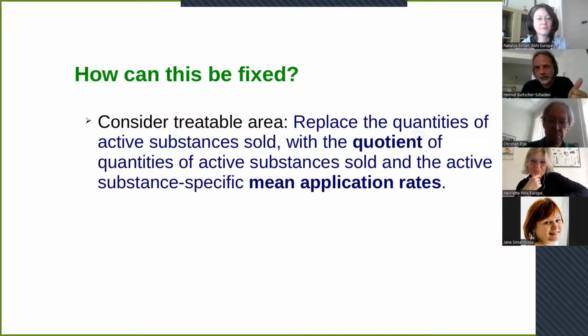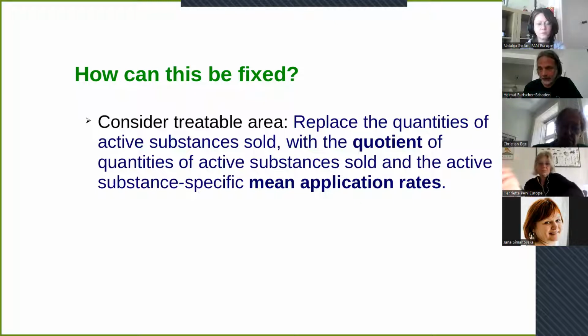How can this be fixed? Two measures. One is just to consider the treatable area, or the area in theory to be treated, with the amount, and that means replace the sold quantities of active substance with the quotient of quantities of active substance sold and the active substance specific mean application rates. So, for example, 7.5 kilogram for sulfur and 56 gram per hectare for difenoconazole, and this will result in a theoretical area, the so-called treatable area.